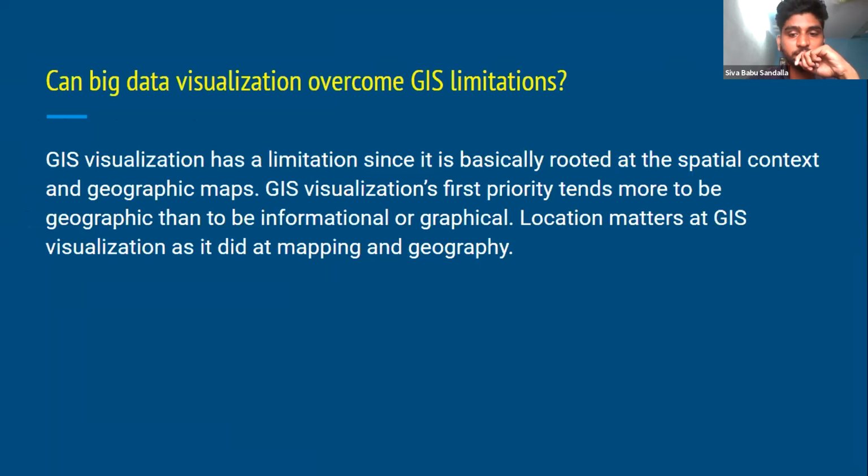So coming to visualization overcoming GIS limitations, GIS visualization has a limitation since it is basically rooted in spatial content and geographical maps. GIS visualization's first priority tends more toward geographic information than graphical. Location materials are central to GIS visualization as it is about mapping and geography. Big data visualization opens a new horizon in GIS visualization because it does not only strengthen the spatial content, but also gives new meaning and insight to GIS maps and demonstration.